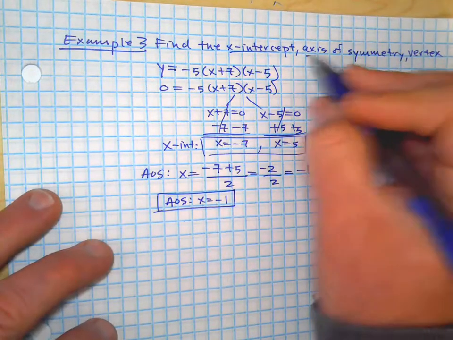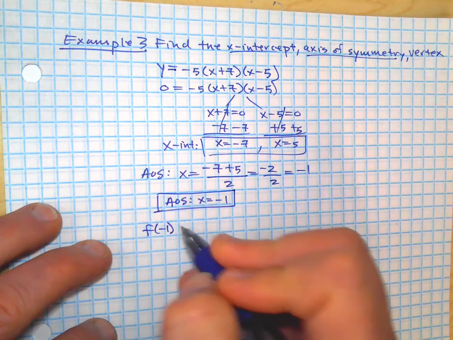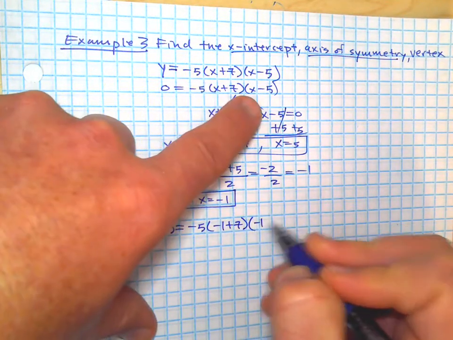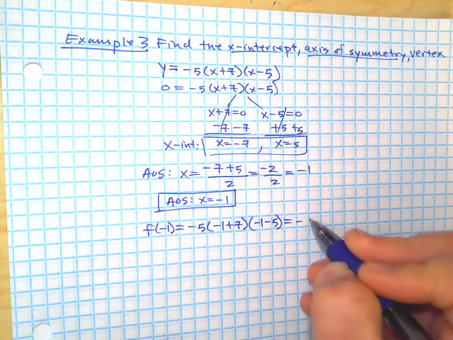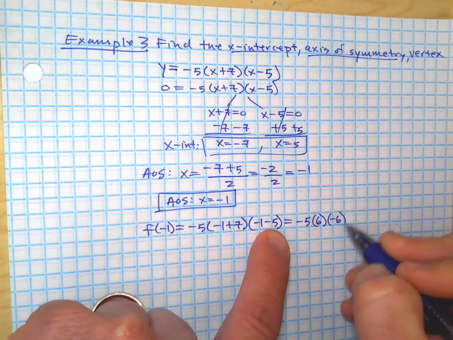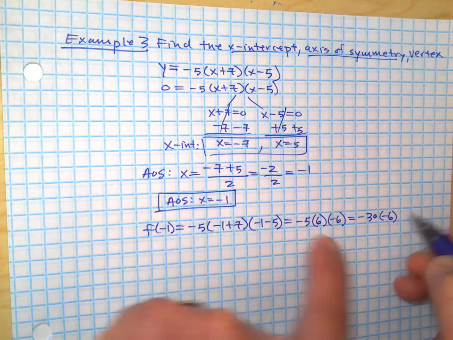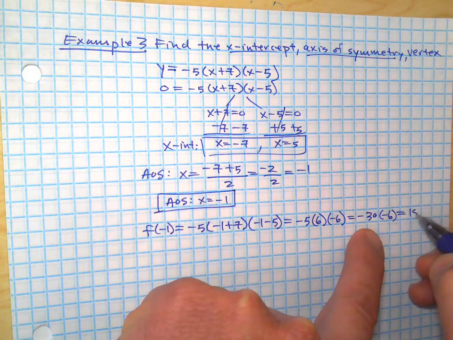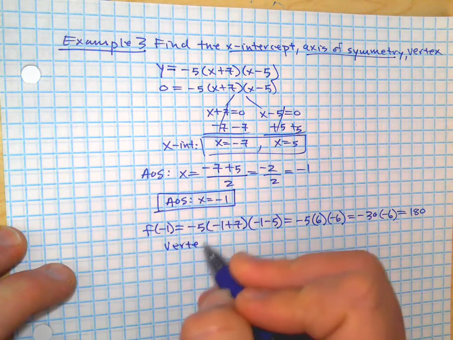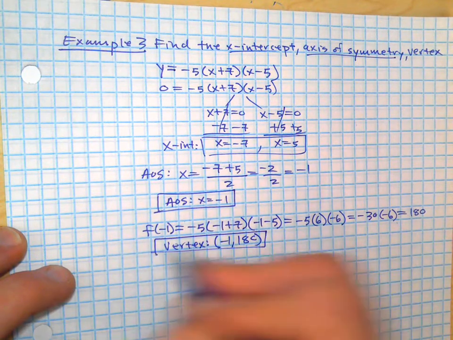And then the vertex, well, this is part of the vertex, but now we need the y value. So we're going to plug this back into the original function up here. -5(-1 + 7)(-1 - 5). And we're going to do the work. So -1 plus 7 is 6. -1 minus 5 is -6. -5 times 6 is -30. 30 times 6, well, 3 times 6 is 18, and you add a 0, and negative times a negative is positive. So that's a big number. The vertex is (-1, 180). So you should be glad you didn't graph this one. That'd be a huge graph.